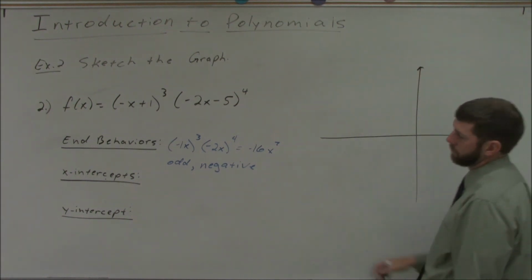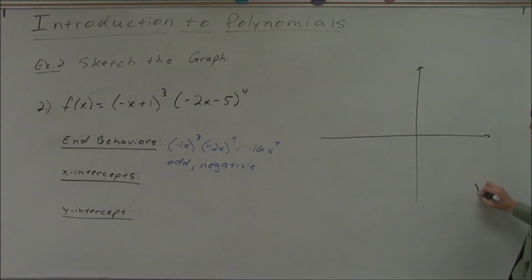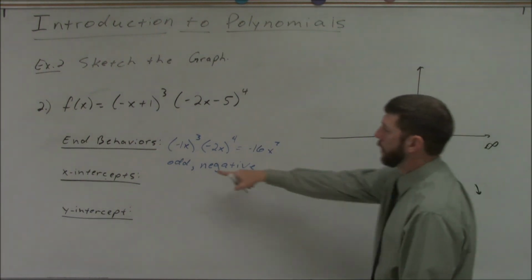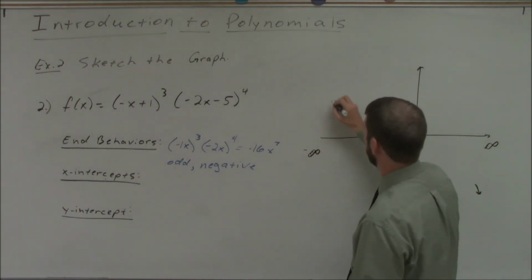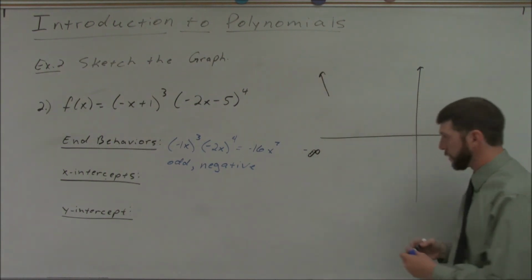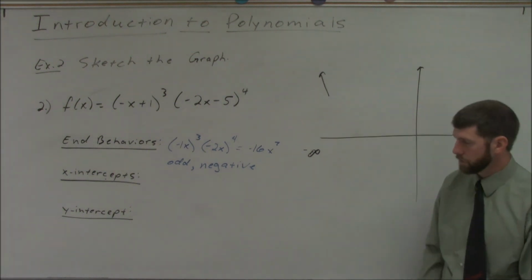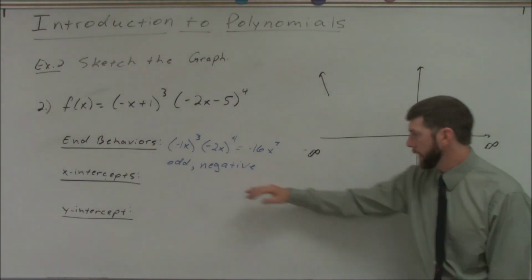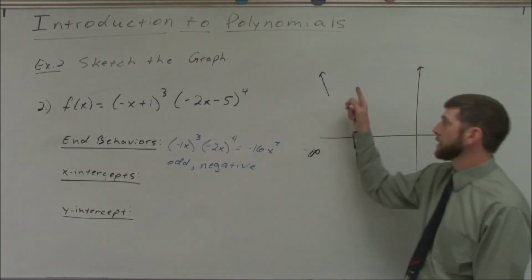So negative tells me I'm going to be decreasing on the right as I go towards positive infinity. Odd tells me I'm going to do the opposite on the left. So I should be going towards positive infinity on the left side, or increasing as I go towards negative infinity. So negative is decreasing on the right, odd means opposite.